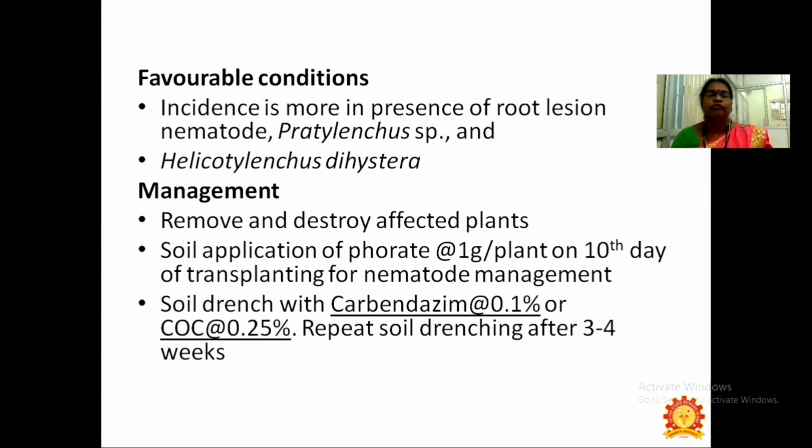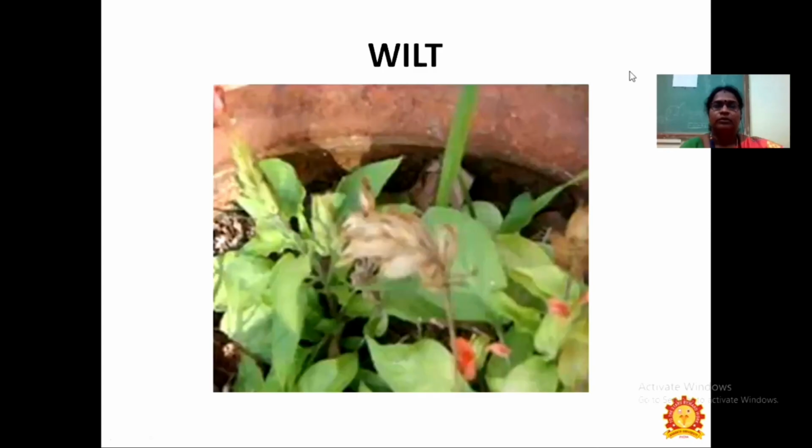Soil application of phorate 1 gram per plant at the 10th day of transplanting for nematode management. Soil drench with carbendazim 0.1% or COC at 0.25%. Repeat the soil drenching after 3 to 4 weeks.